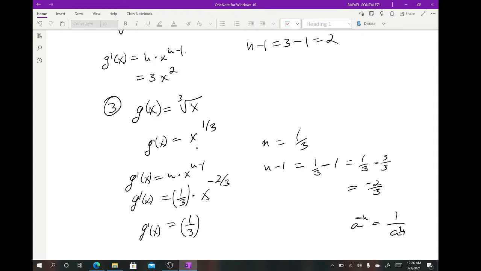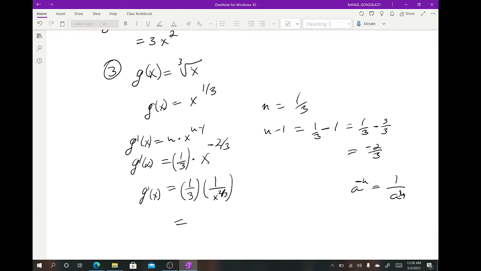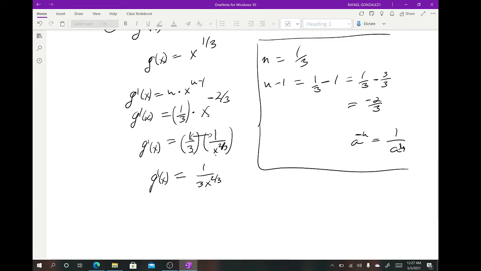The n is positive, so this is going to be the same thing as 1 over x to the 2/3. But that's the same thing as when you multiply across, you multiply the 1/3, you multiply 1 times 1, that's 1. 3 times x to the 2/3 is just 3x to the 2/3. This is a more challenging example, but as you can see, by following the power rule, we can actually find the solution. Let's do another one, just for the sake of it.